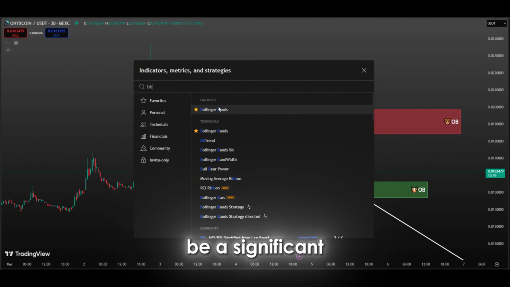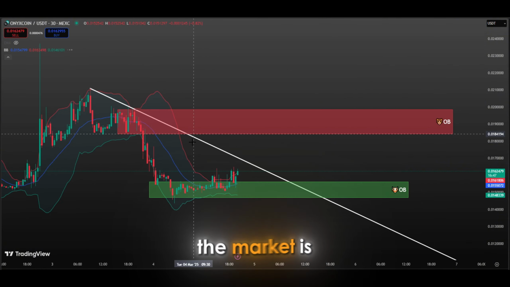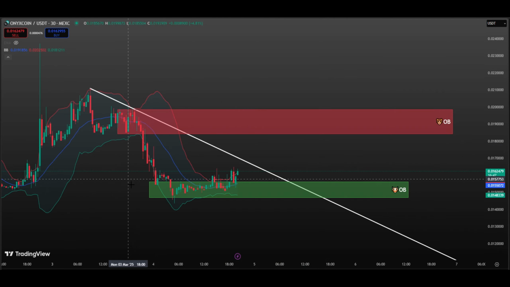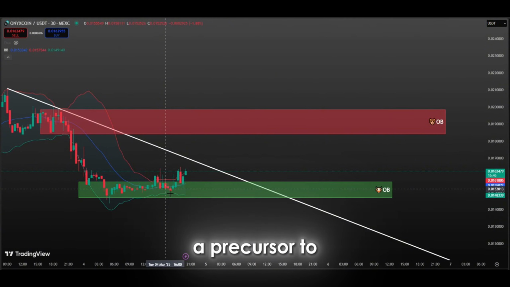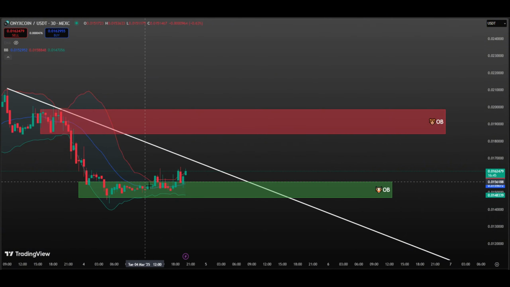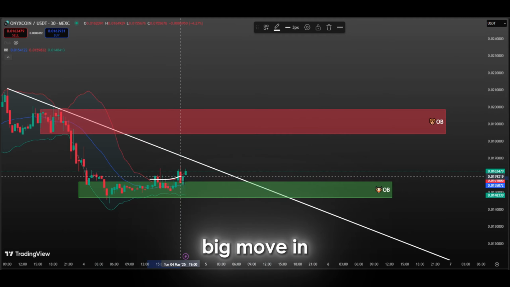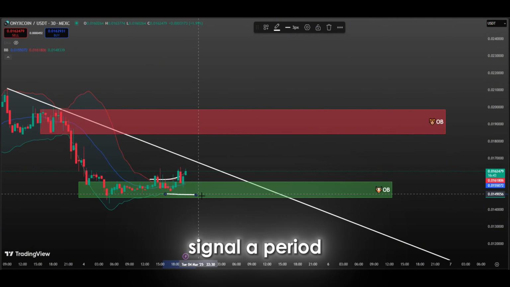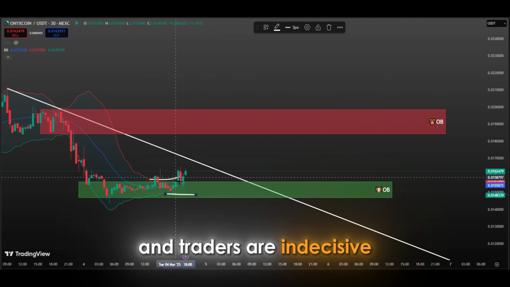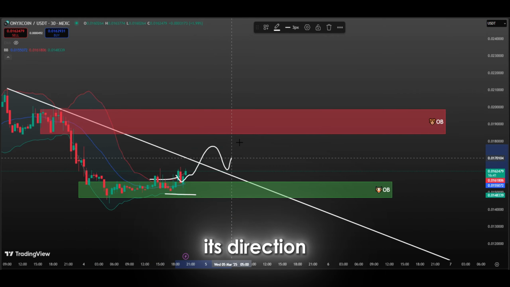There appears to be a significant tightening of the Bollinger Band, and this tightening usually indicates that the market is in a decision phase. However, this narrowing cannot last forever, and is usually a precursor to a strong price move. At the moment, the Bollinger Bands are quite tight, suggesting that a big move in the market is just around the corner. This squeeze may signal a period when investors and traders are indecisive, and the price is stuck at a certain level, trying to determine its direction.